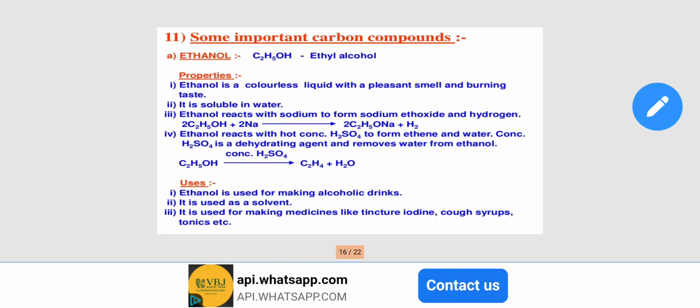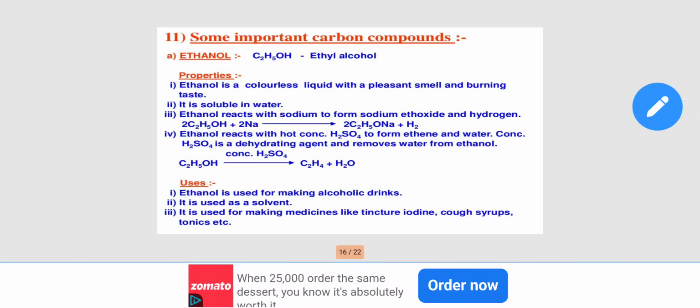Next, some more important carbon compounds, the ethanol, C2H5OH, ethyl alcohol. Ethanol is an alcohol. We can use ethanol as a fuel, in medicine, and as a solvent, and a harmful effect of drinking alcohol is that it damages your liver and causes addiction also. Okay, ethanol is a colorless liquid with a pleasant smell and burning taste. It is soluble in water.